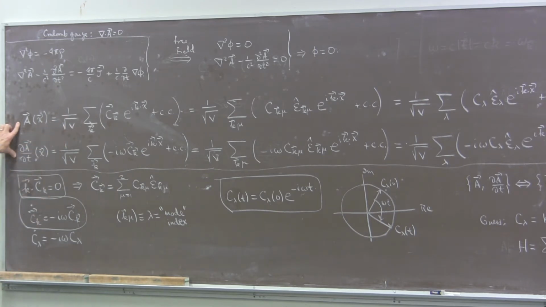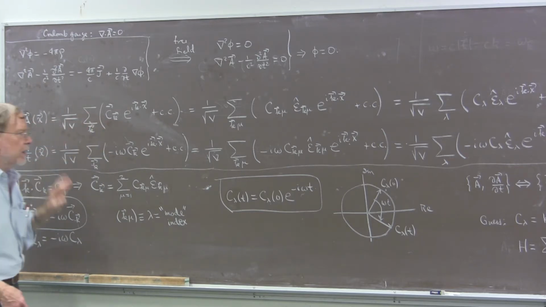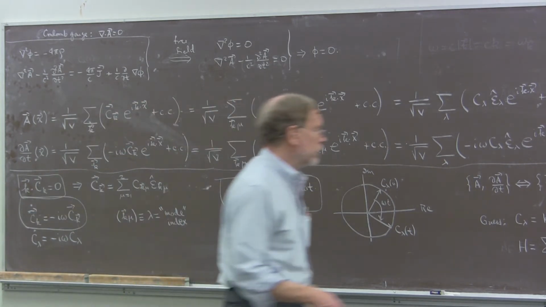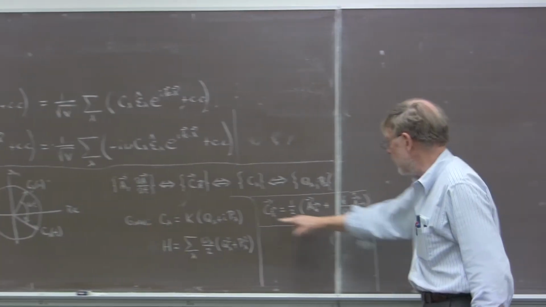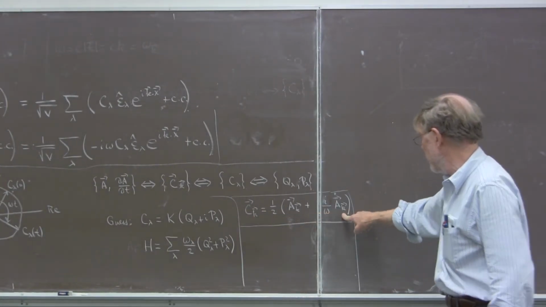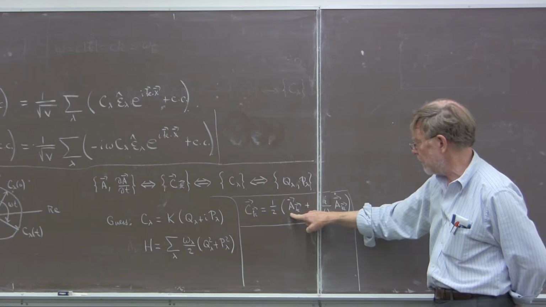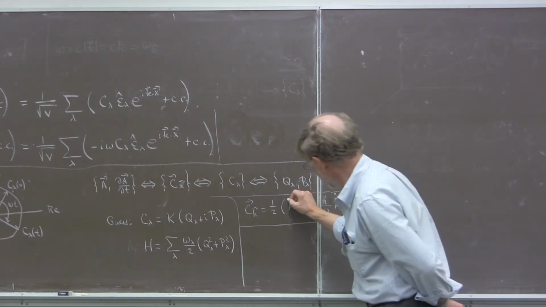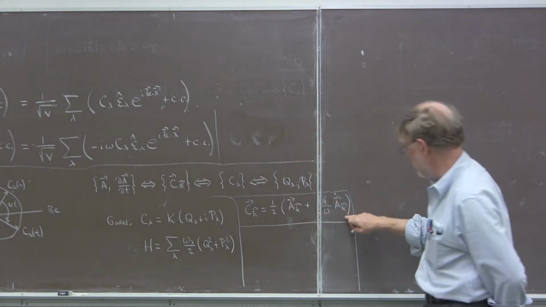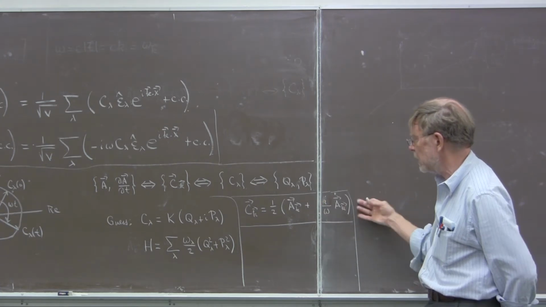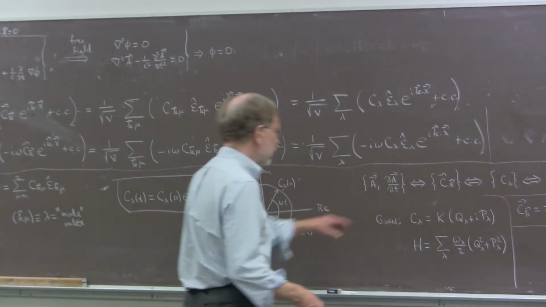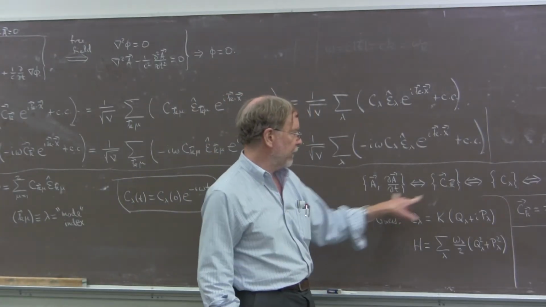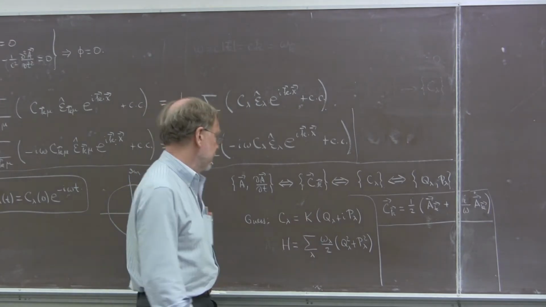It's also true that the knowledge of A and dA/dt allows you to determine the C's, and that was worked out in the last lecture, which I won't repeat the details of, but here's the formula: the mode vectors ck are given in terms of the Fourier amplitudes of the vector potential A, this arrow meaning a vector, and the time derivative of the vector potential. So this is an invertible transformation and takes us from one description of the state of the field to another, which is these mode vectors.